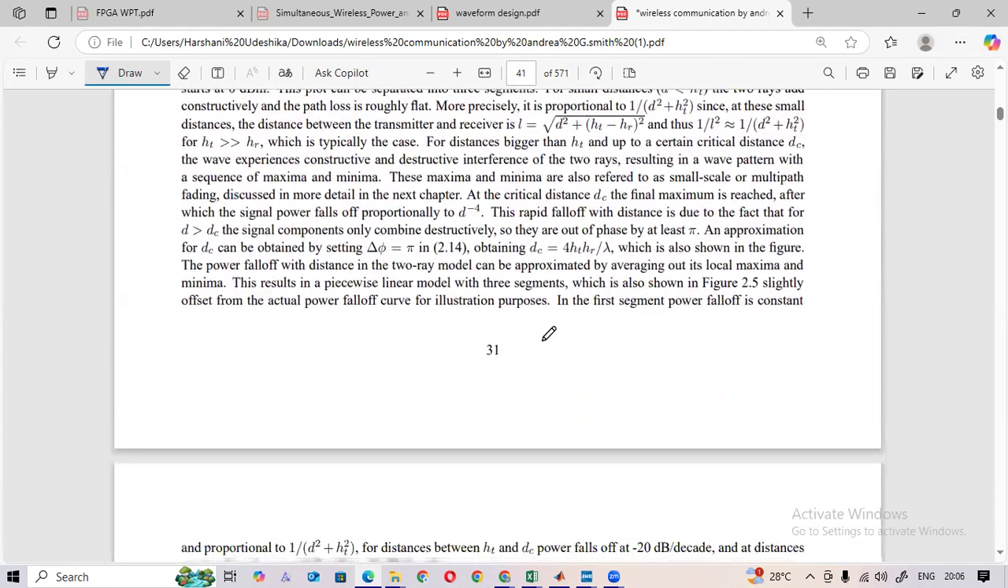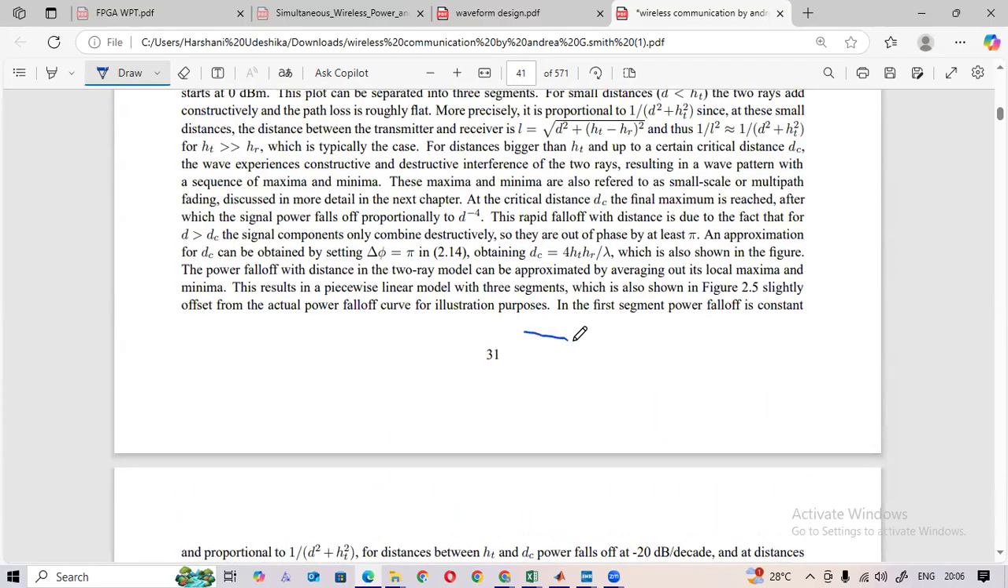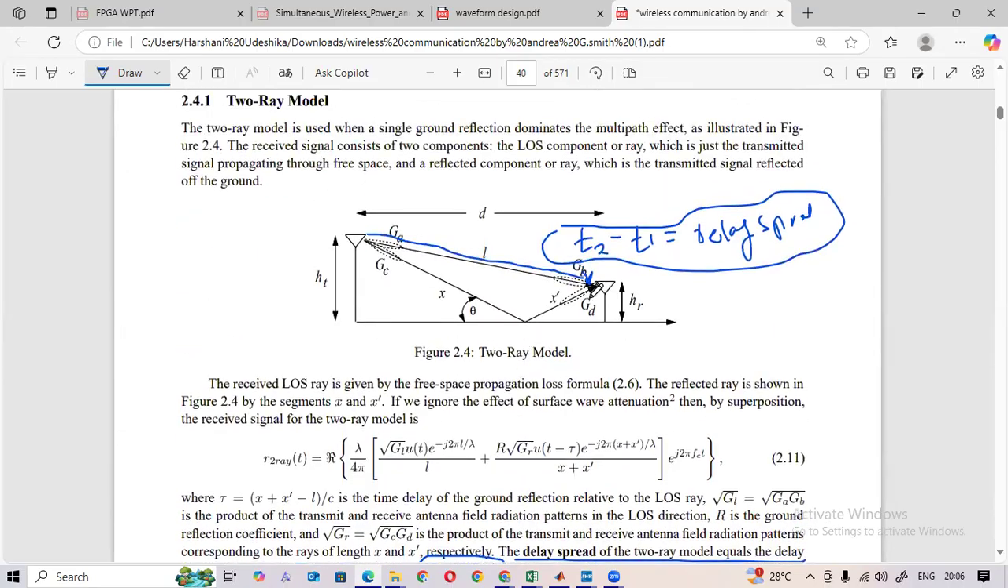And also just tell me, what happens with two-ray signals? Sometimes in a two-ray signal, the received signal can be zero. Is it possible or not? Just tell me. Can this received power be zero? If it is a two-ray, can this be zero?